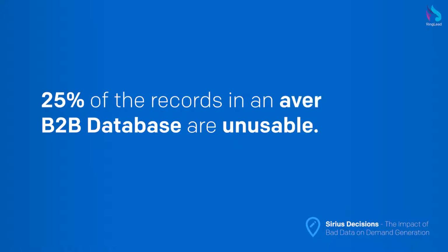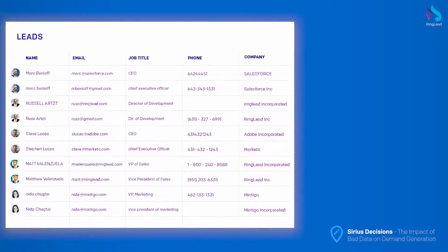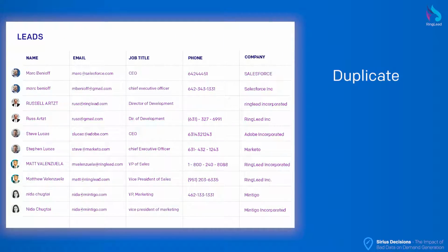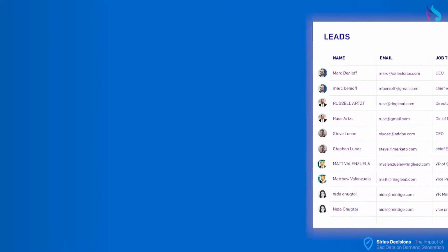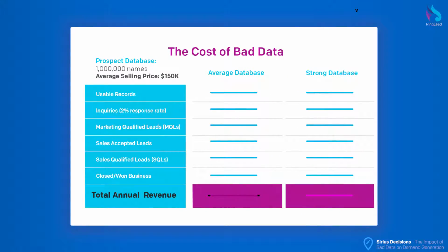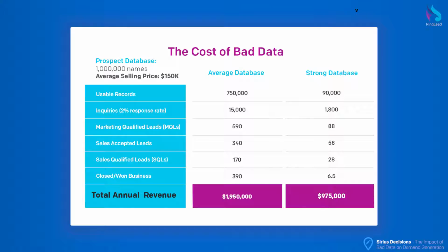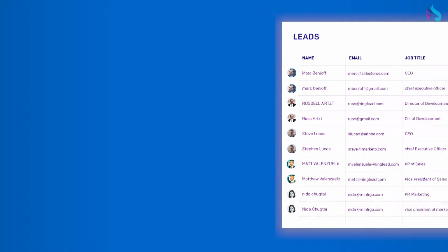Let's assume you have an average B2B database, which, according to SiriusDecisions, means it's loaded with duplicates and unusable records due to missing, unstandardized, and inaccurate data. And as a result, your business is losing revenue. But now, we are going to fix it with you.